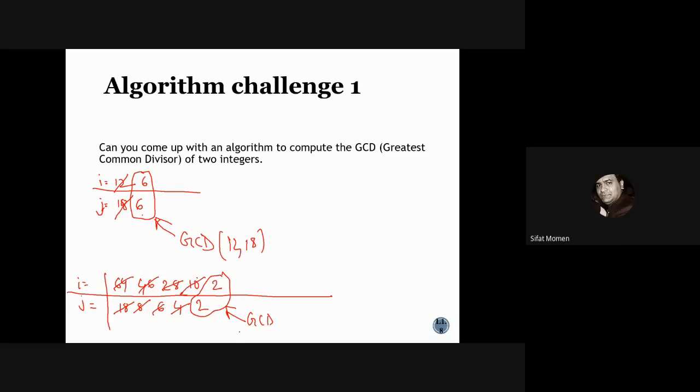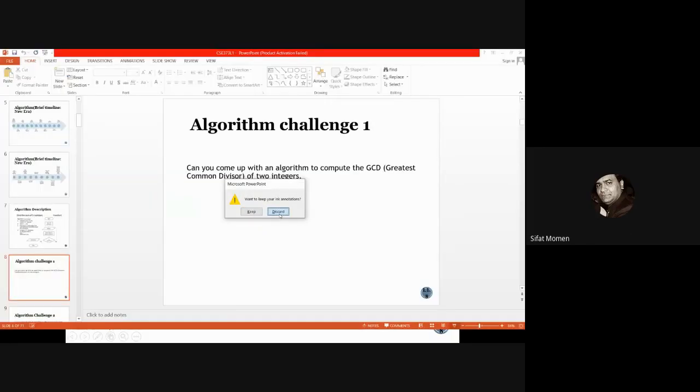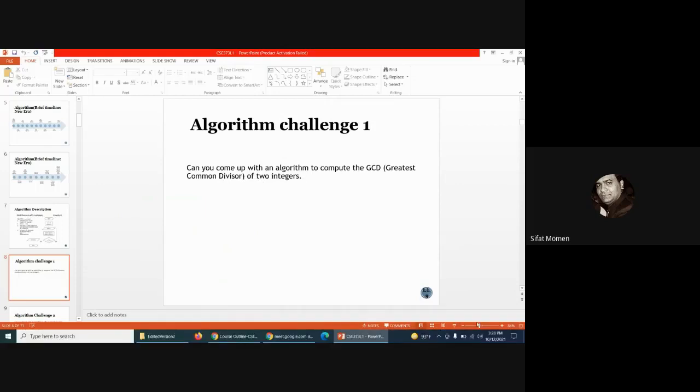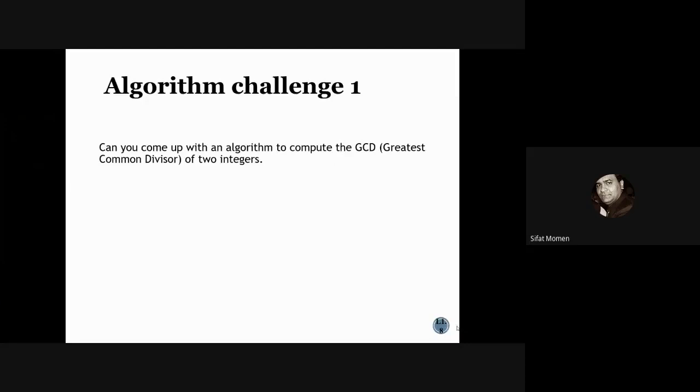So are we convinced that this approach works? Yes, this works, right? Now that we are convinced about the approach, it's a good idea to write it down in the form of an algorithm. I want to write down the solution in the form of an algorithm. So what can I do? Here's the name of the function, GCD, and we're taking two values, one stored in I, another stored in J, right, Nakina?